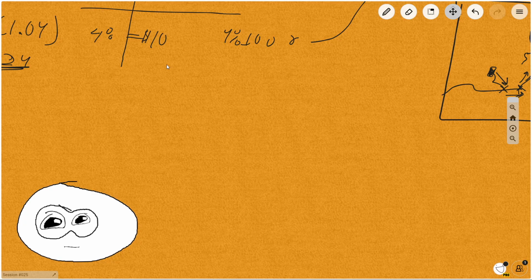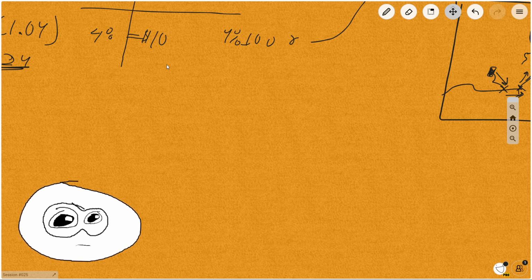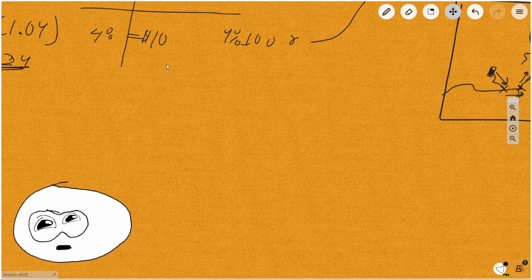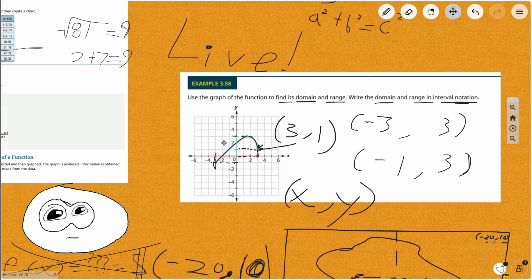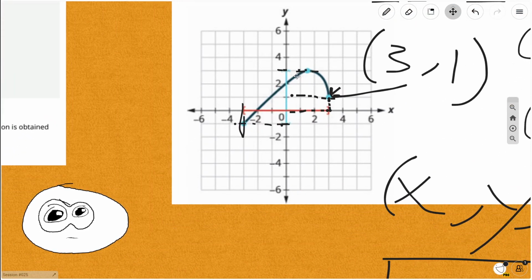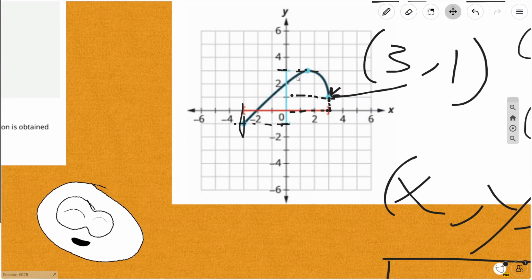All right. So here's a few more that I could do. Let's just do one. Well, domain and range. Again, it's just kind of looking at... Sorry, I'm looking back at the textbook. But you just eyeball it.